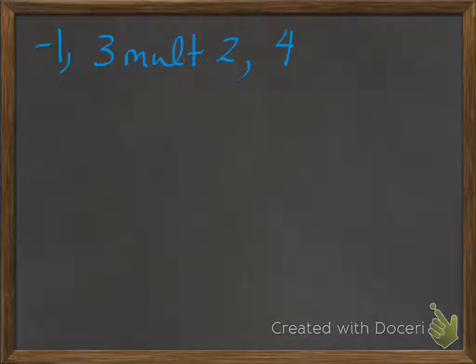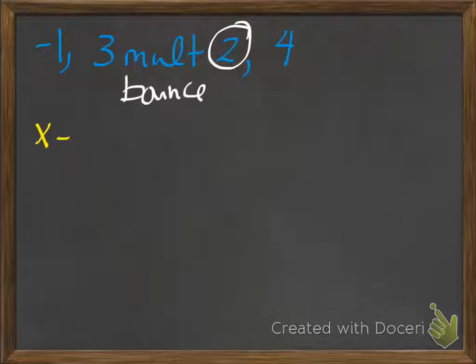So for this first problem, we're given the fact that there is a 0 at -1, there's a 0 at 3, with a multiplicity of 2. So that means it's doing a bounce here. This tells you your exponent on that term. And the last 0 is 4. And so to start these, what you will do is start by setting each of these equal to x.